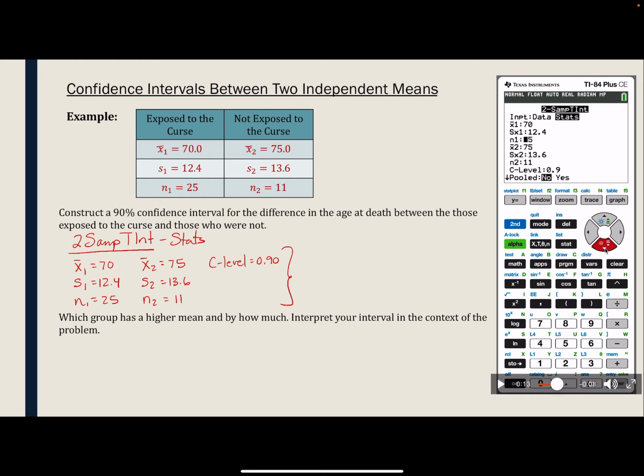Sorry, I want to make one more comment about this pooled option right here. We are always going to choose no for pooled. We can pool data, which is a whole other calculation, when we know that the population standard deviations are the same. We don't know the population standard deviations. We almost never know that they're the same. So we're almost never able to pool anything. It's just something that we don't study in this class. So as you are doing two-sample t-intervals or two-sample t-tests, you're always going to choose no when it says pooled.